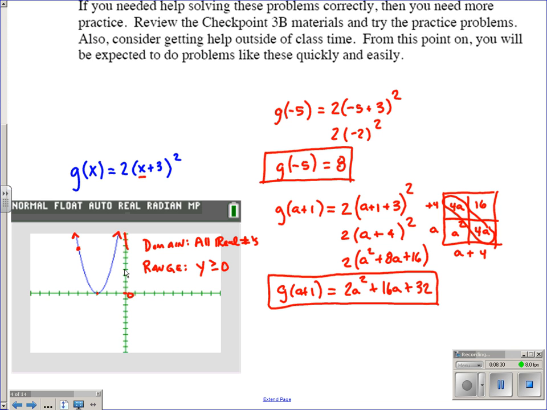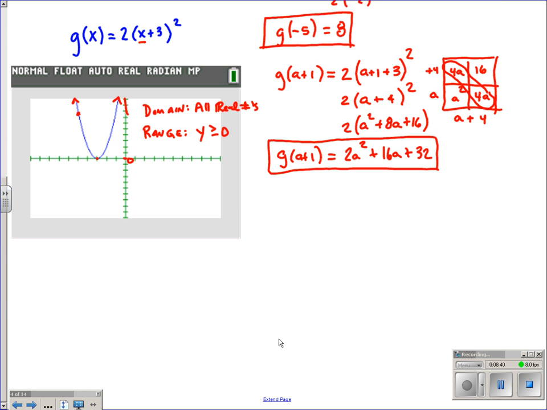And when our output value is 0, it looks like we're going to have 1 answer, and it looks like that answer should be -3. So let's go ahead and solve those here. So we said, what is x when g of x is 32? And the second problem, just so I don't have to scroll up and look for it in a moment, would be, what is x when g of x is 0?